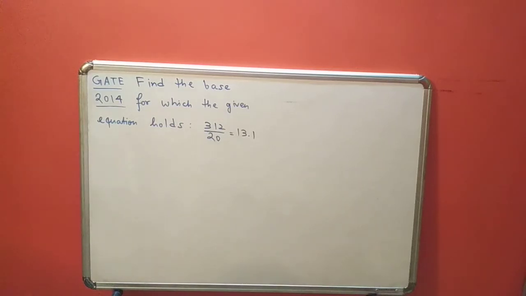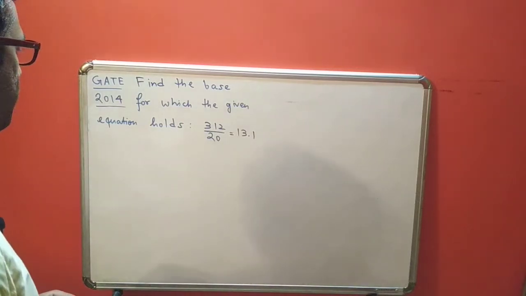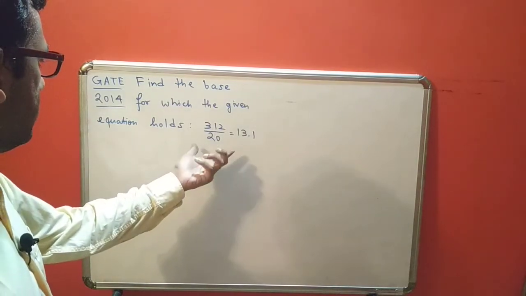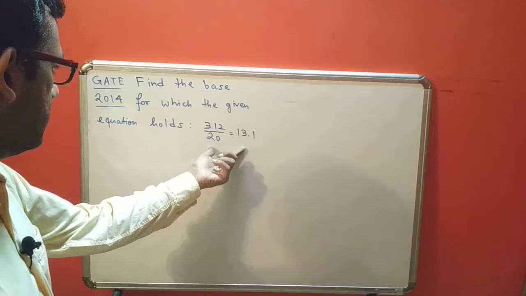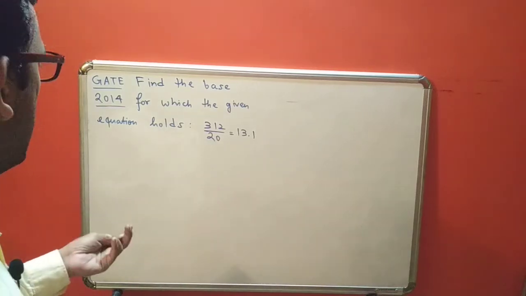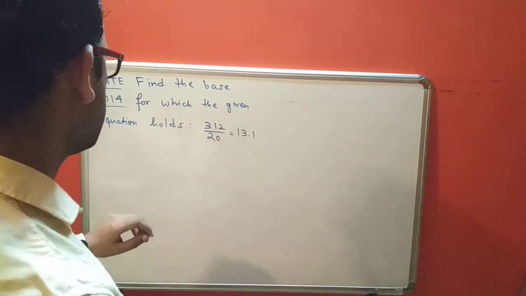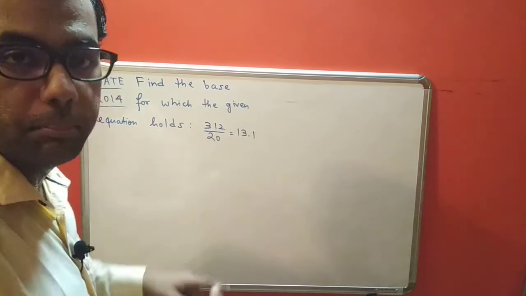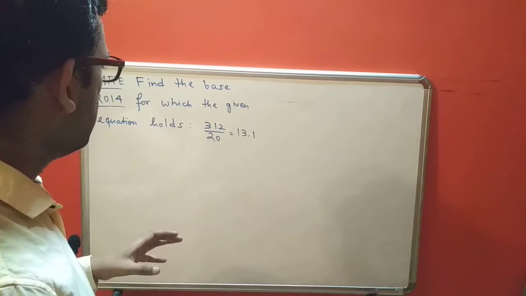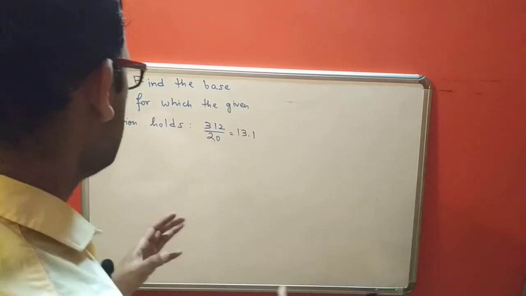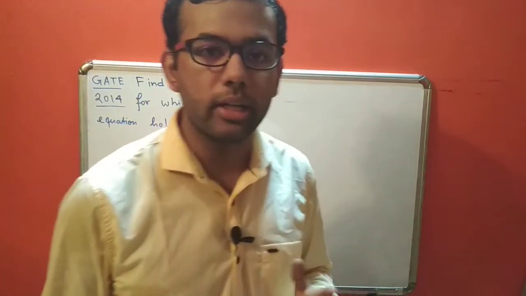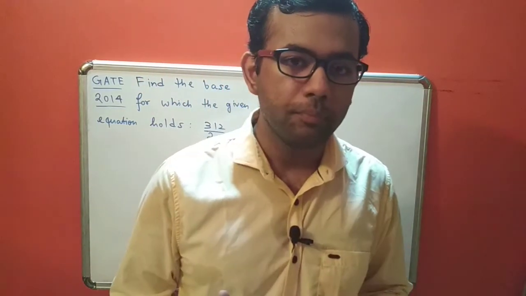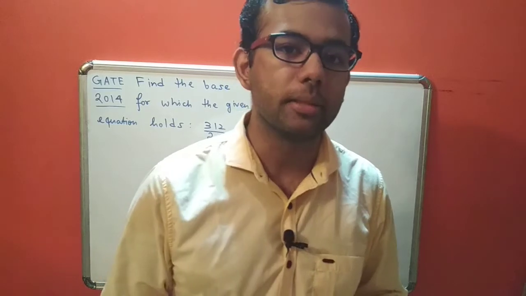So this question has been asked in GATE 2014. We have been asked to find the base for which this equation is valid. Now, in order to solve such questions, you must convert each of these numbers to the same base. The question arises: which base do I convert to? Which is that one common base into which, if I convert, the calculations will become easy?